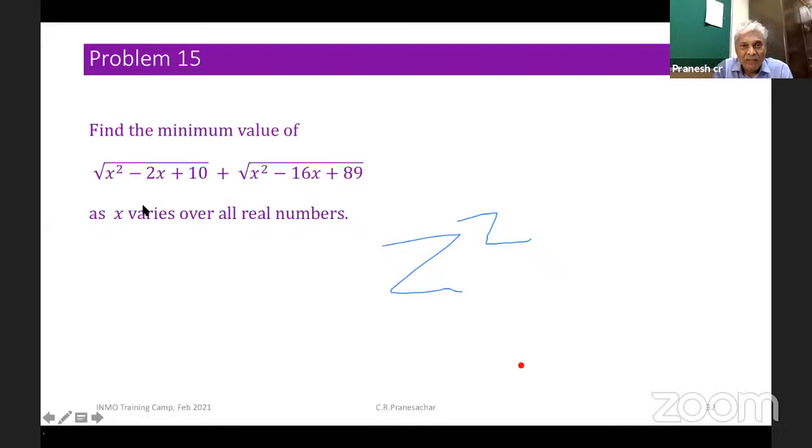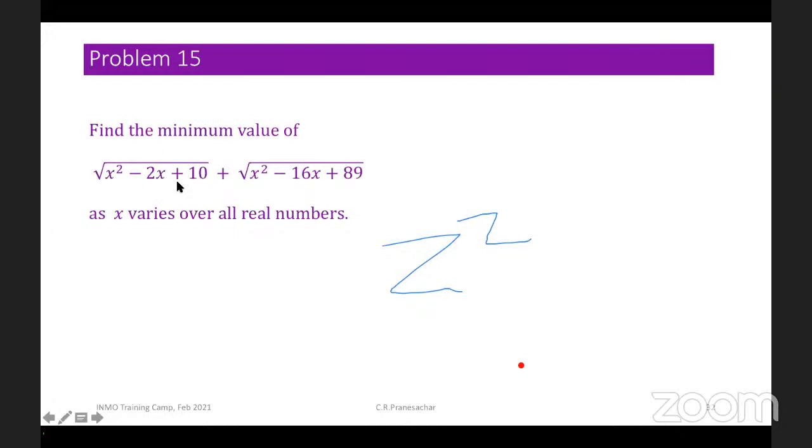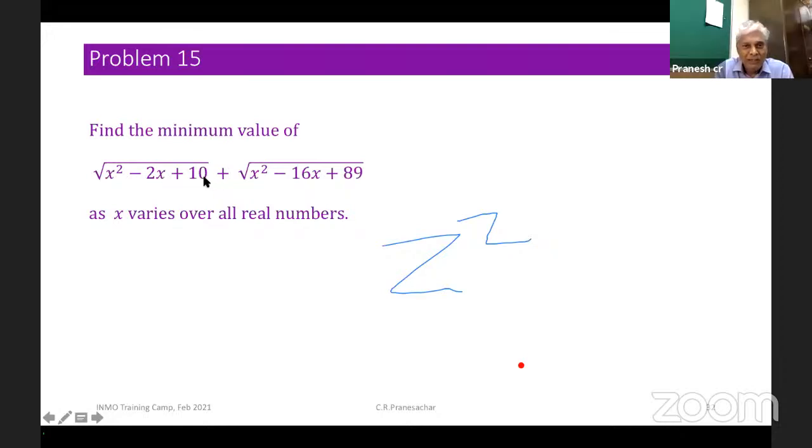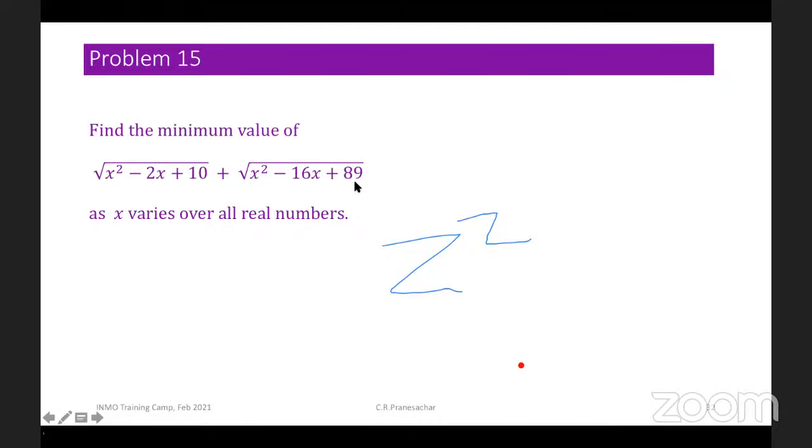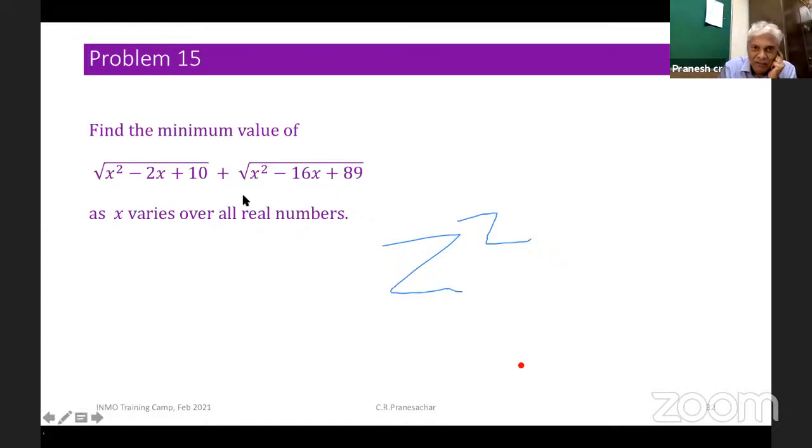So what is the guarantee that, first of all, for all real x, this is a well-defined square root? Because it's always positive. You can convert it to a perfect square: x minus 1 whole square plus 9. So the least value is 9. Therefore, it is always positive. Here it's x minus 8 whole squared plus 25. So that's also positive. Therefore, for all real x, the inside quantities are positive. Therefore, this is a well-defined quantity.